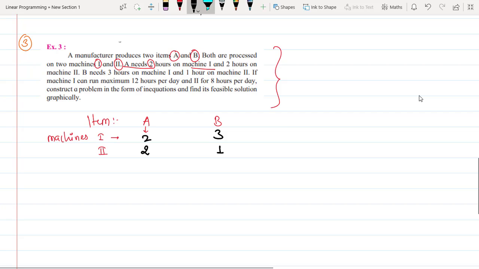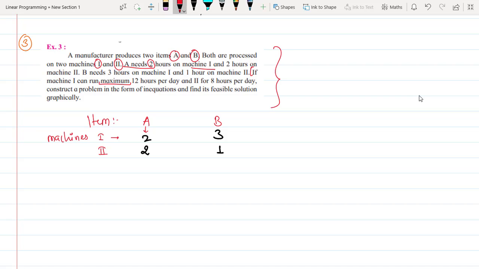Good. If machine 1 can run for maximum 12 hours per day and machine 2 for 8 hours per day, what does maximum mean? Machine 1 will not run for just 1 hour at maximum. Okay, so how will you write the inequality from this sentence? Generally the inequality lies in the last part of this segment. Okay, where you will find the inequality.